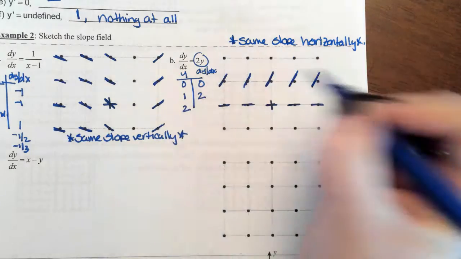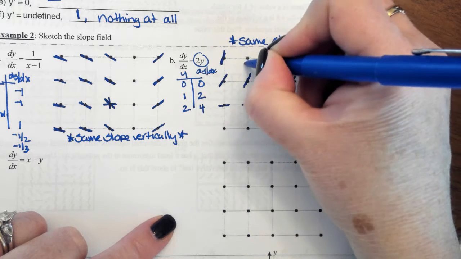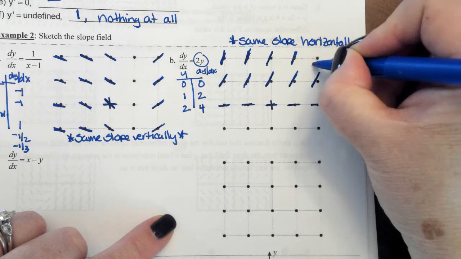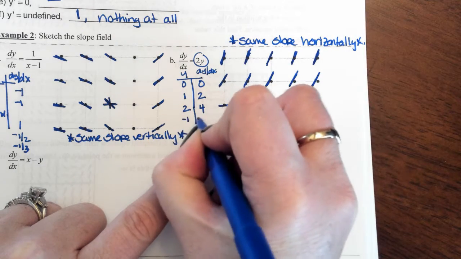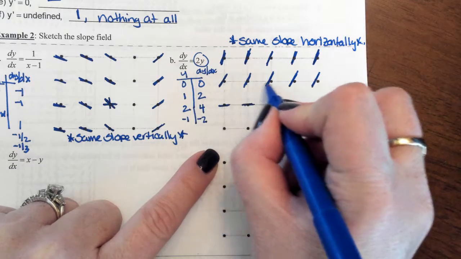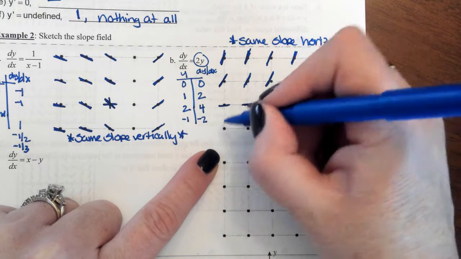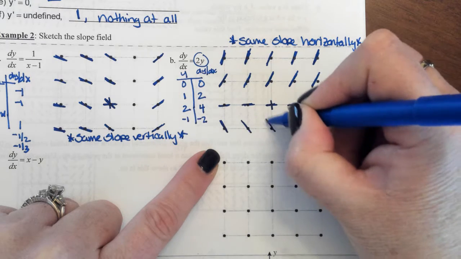At 2, you're going to have a slope of 4. So you definitely want to show that it's steeper than a slope of 2. And then if you do -1, that's going to be -2. So since I already have a slope of 2 up here, what I basically want to do is make sure you show this as close to the steepness as you can, but on the negative.